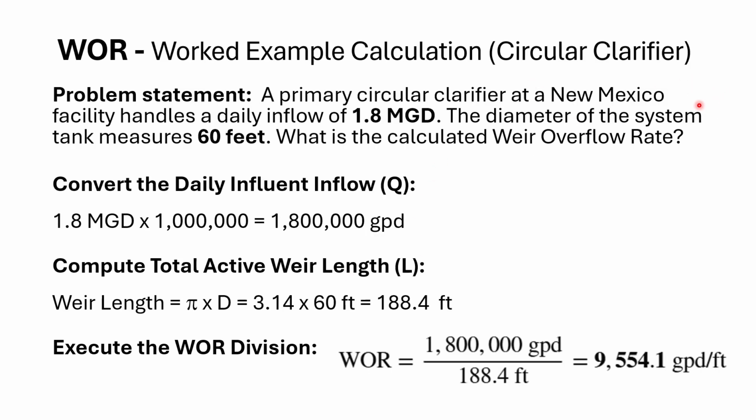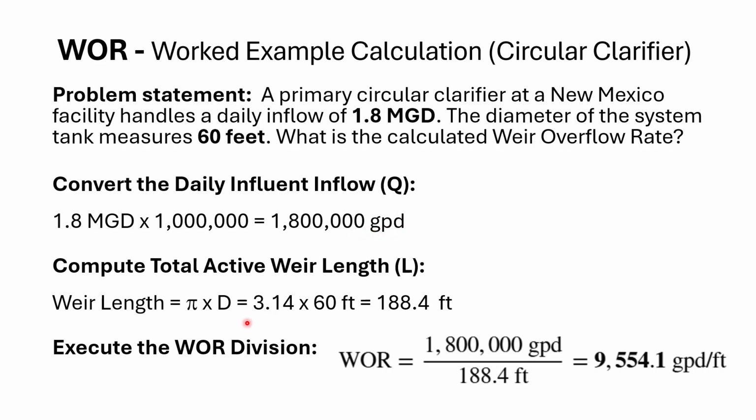And here's an example. You will likely see this on a level 2 exam, level 3 exam. Okay, so the problem statement is as follows. We've got a primary circular clarifier at a New Mexico facility, and it handles an inflow of 1.8 million gallons per day. The diameter of the tank measures 60 feet. Find the weir overflow rate. So the first thing we're going to do, based on our solution method on the previous slide, is take that 1.8 million gallons per day and multiply it by 1,000,000, and we get 1,800,000 gallons per day.